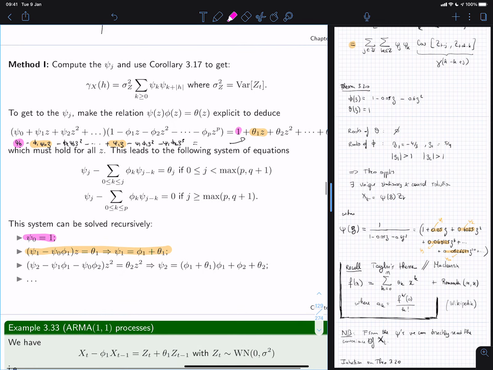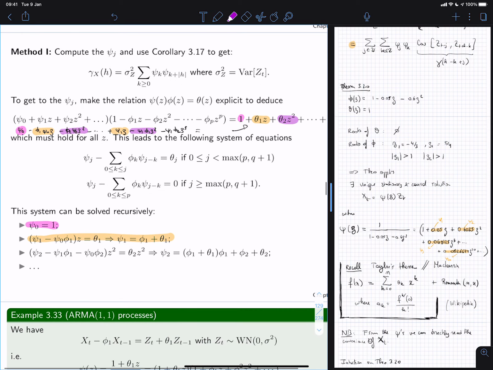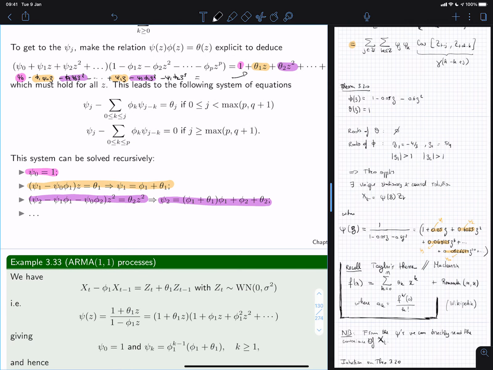Next term, the next guy is in terms of the square. So that's a square, that's a square. I think that's the only one that will be a square. Oh, no, there's another one. Yeah, so there's going to be another one which will be a square, which has to be equal to theta 2. So we'll get this equation here, which will allow us to get psi 2, and so on, and so on, and so on. You get the idea?